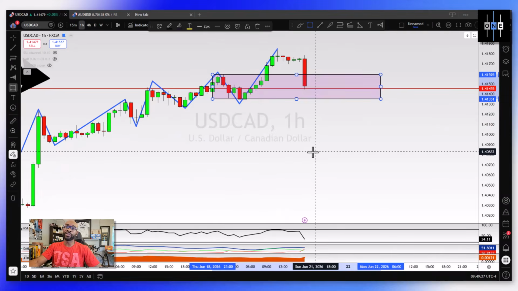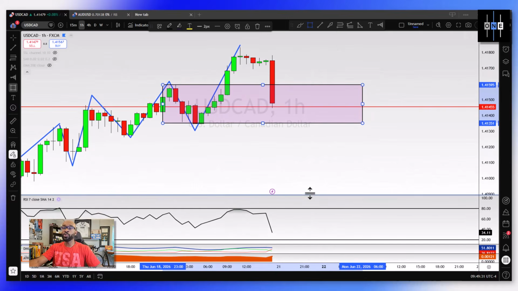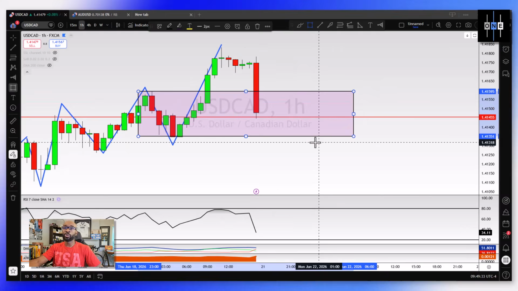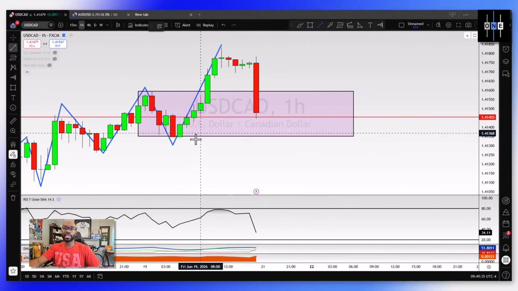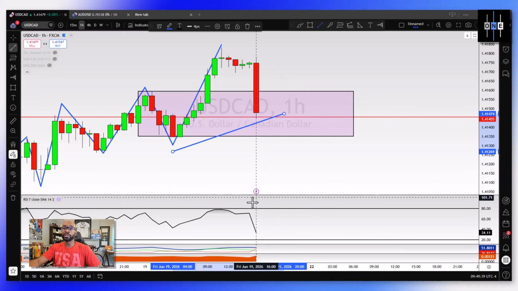So you can see we're diving down right into that zone. If we want to add a little bit more confluence to that, we also have something called hidden divergence. You can see that price action has a lower low right here and currently a higher low right there. Our RSI should be giving us the same signals.